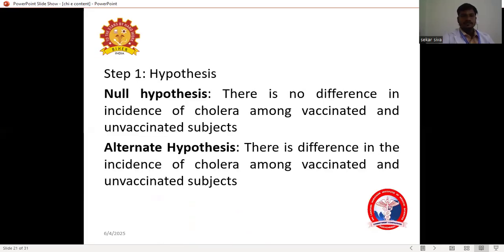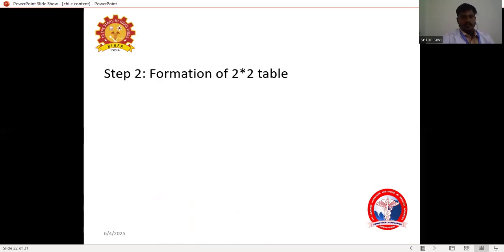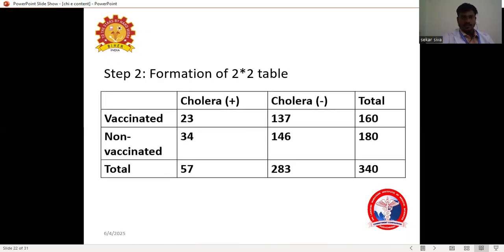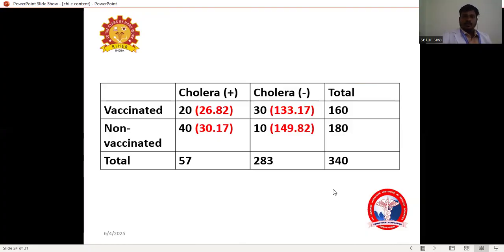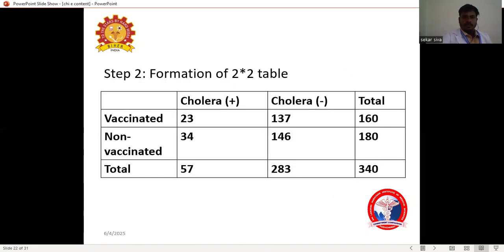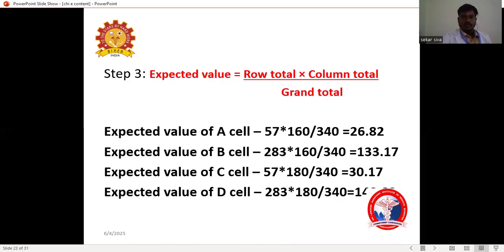Next, the hypothesis we already discussed, and then the formation of the 2 by 2 contingency table. Already we discussed that 160 members were vaccinated, and in that 23 developed cholera. In the 180 non-vaccinated subjects, 34 persons developed cholera. Okay, is it clear? And then the next step: we want to find the expected value for each cell.